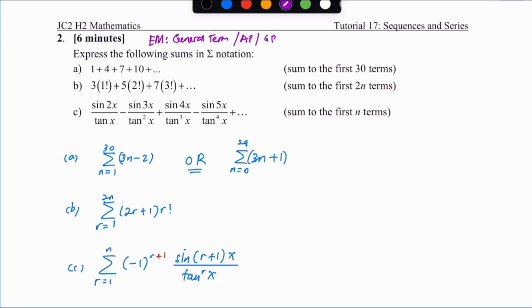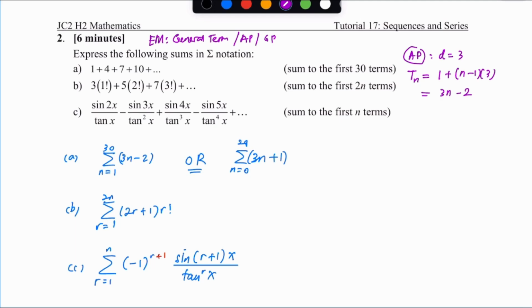If you were to think this is an arithmetic progression, the common difference is 3, correct? So the general term would be a plus n minus 1 times the common difference, correct? So this one would be 3n minus 2. Okay, then you test and see.